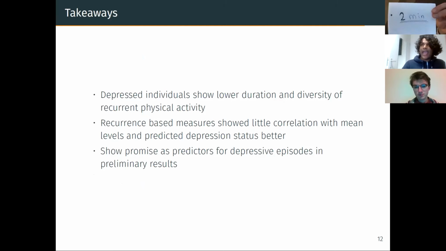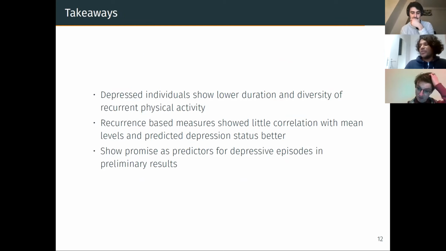So now I come to the end of the talk, and the takeaways were that depressed individuals show a lower duration and diversity of recurrent physical activity. The recurrence-based measures show little correlation with the mean levels and even the circadian rhythm variables, and actually predicted the depression status better. And finally, from the transit project, we could show that it shows promise as predictors for depressive episodes, at least in our preliminary results.